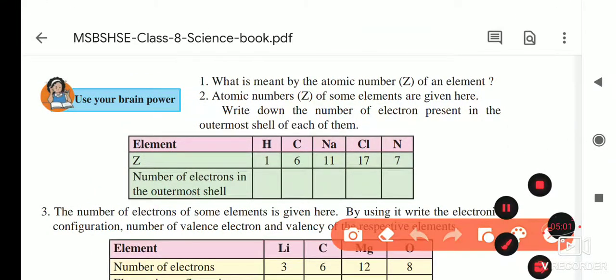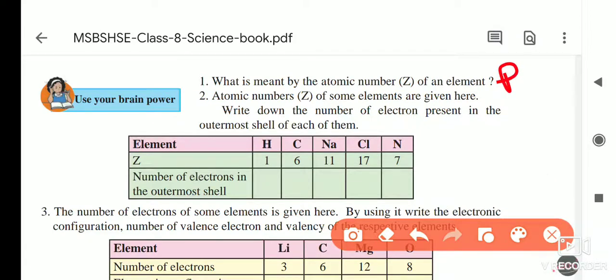So atomic number Z means how many protons are present in the nucleus of an atom of the element. It depends upon how many protons are present, and the number of protons and the number of electrons are the same. So Z is equal to protons is equal to electrons.